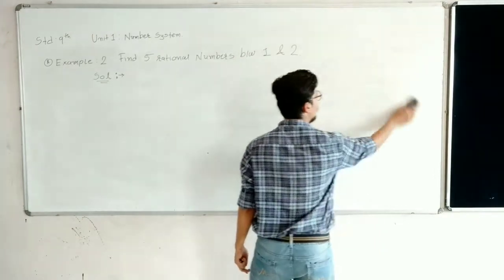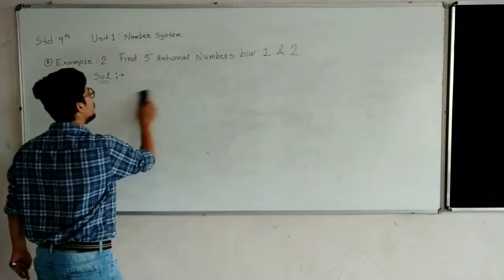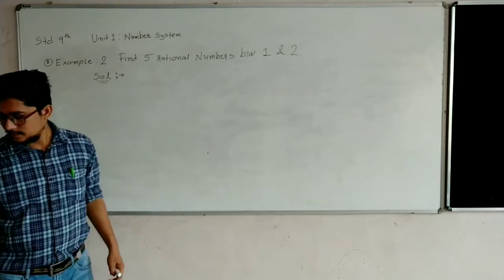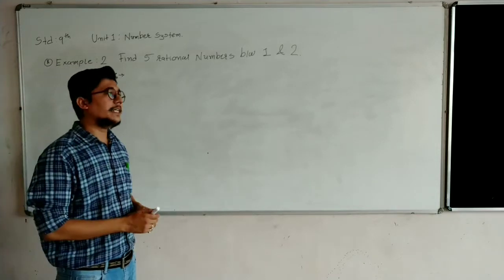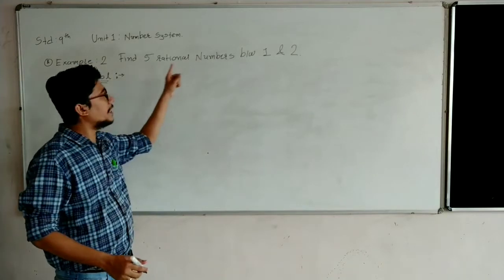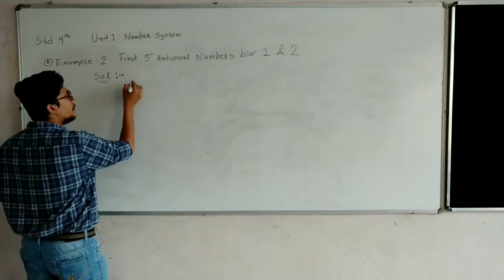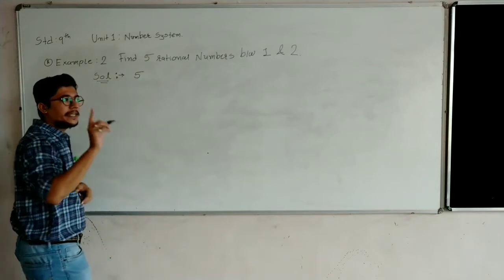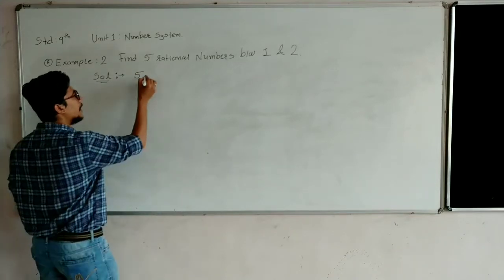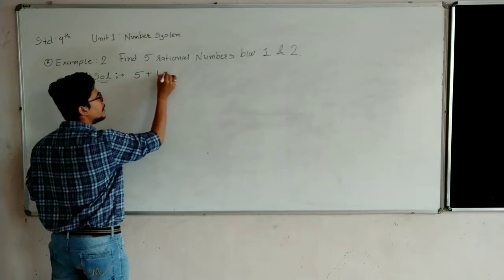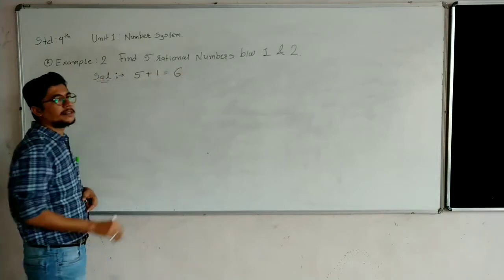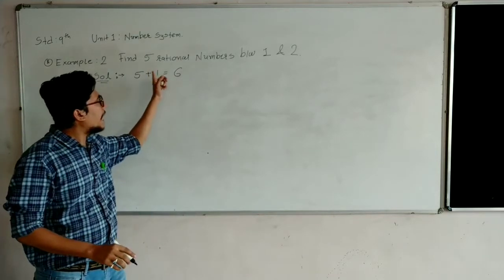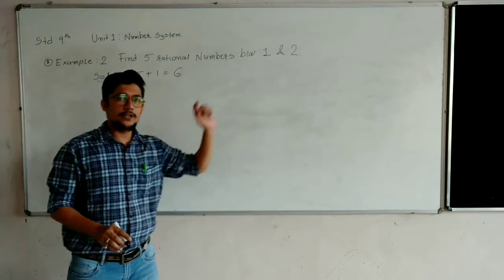Observe this first problem very carefully. Once you understood this, any problem is very easy. So let us say we require 5 rational numbers. Here 5 is a requirement, so what we need to do is take 1 extra. So 5 plus 1 is equal to 6. Now we have to place 5 rational numbers between 1 and 2.